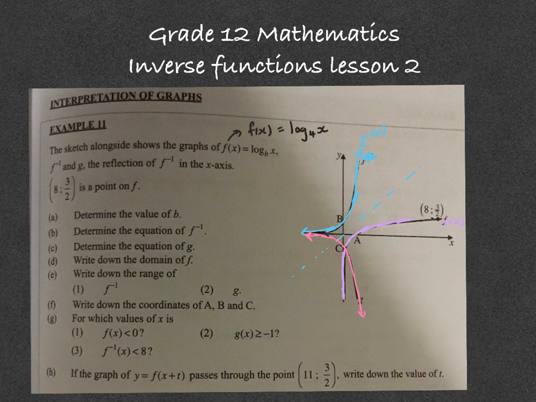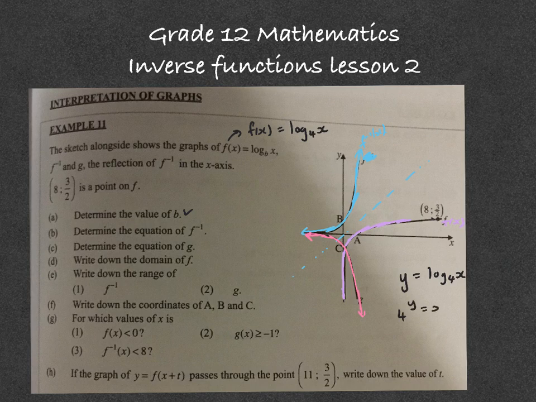That means f of x is equal to log base 4 of x. Okay, next question. Determine the equation of the inverse of f. The inverse of a log graph would be an exponential function. So let's see what's happening here. The log graph is log base 4 of x. If you're going to find the inverse of this, it's probably best to write it in exponential form.